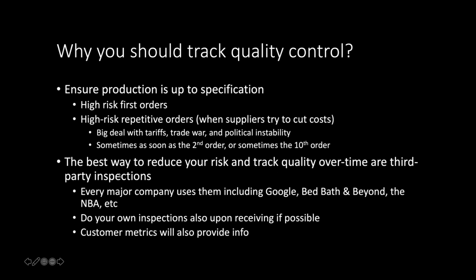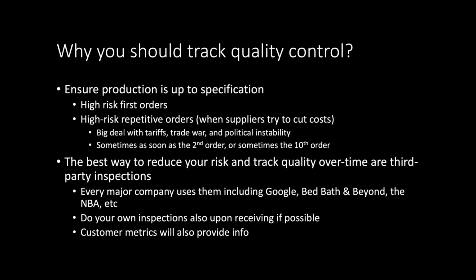So first of all, why should you track quality control? The first thing is you want to ensure your production is up to specification. The most at-risk orders right off the bat are the first orders. When you do a first order from your supplier, it's not so much the quality that is at risk, but the product itself, the function and the use, just to make sure they got the right thing and transferred your requirements appropriately from the manufacturing sample into the production sample. That's the biggest thing. The second thing obviously comes down to quality, which can also be impacted, and the highest risk order for that is always the first order.